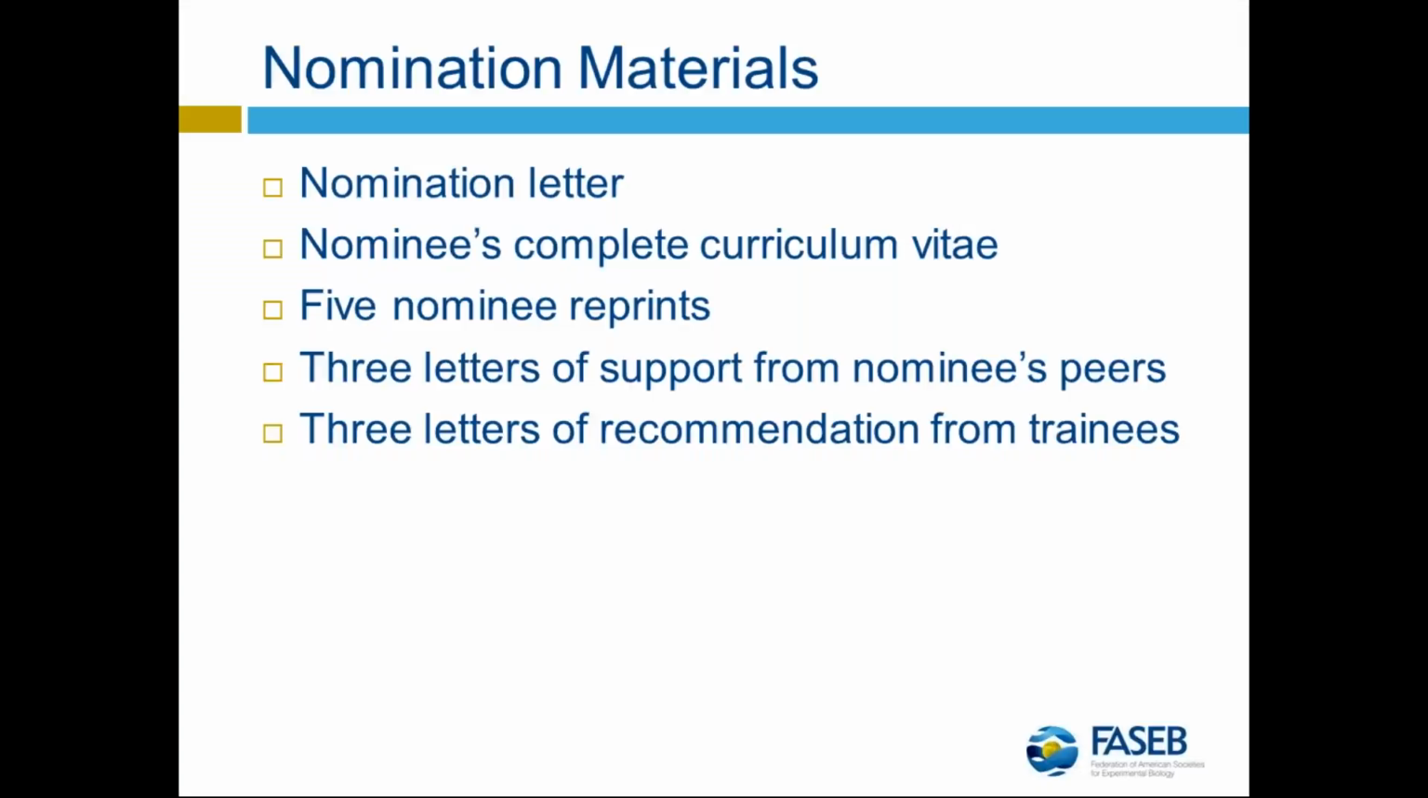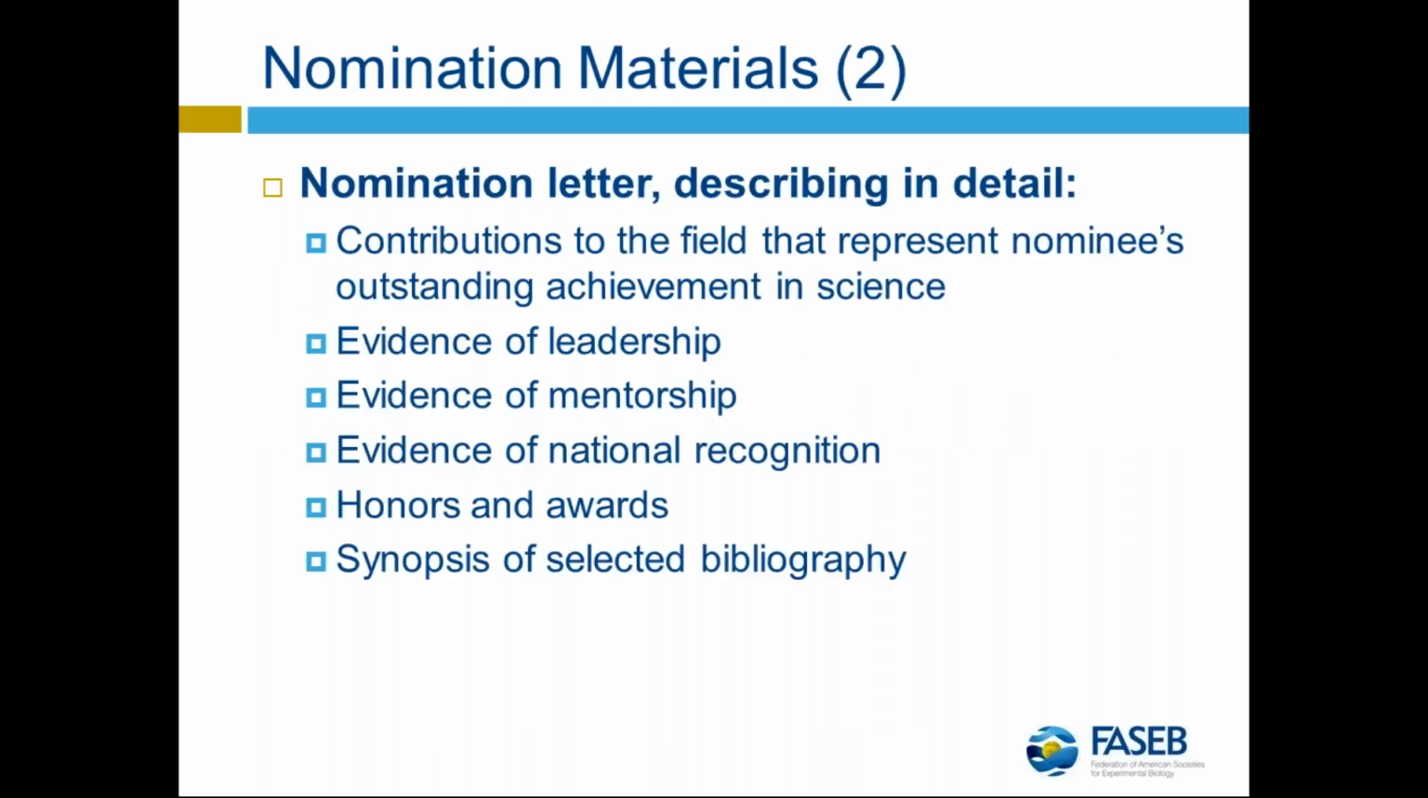So the nomination materials: there are 13 total pieces for a nomination. The first piece is a letter of nomination. The second is the nominee's complete CV. And then 5 reprints representing the nominee's key work, 3 letters of support from the nominee's peers, and 3 letters of recommendation from trainees. I'll walk you through a little more detail about these nomination materials in the next few slides. So, the nomination letter.